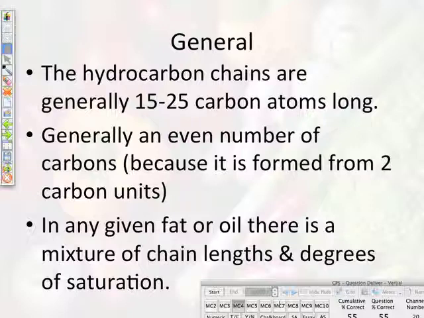Since it is a big range of degrees of saturation and chain lengths within any given thing, I'm going to see a range of melting points. So it's not like with water. At this temperature, water is going to melt. It's going to go from a solid to a liquid. Our oils, fats, our lipids, they're all going to change from solid to liquid at a range of temperatures because of these differing chain lengths and degrees of saturation.